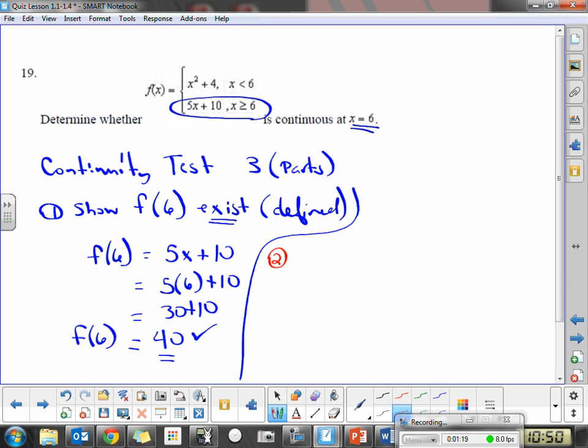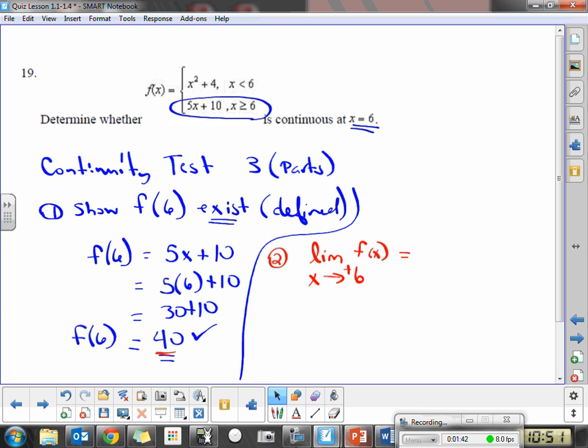I'll start here. I want to prove that the limit as x approaches 6 from both sides, I'm going to start from the positive side the first time, of our function f at x, which is a piecewise, approaches the same value of 40. Or I just want to figure out what the limit of this is. So what is the limit of f at x as x approaches the positive 6?